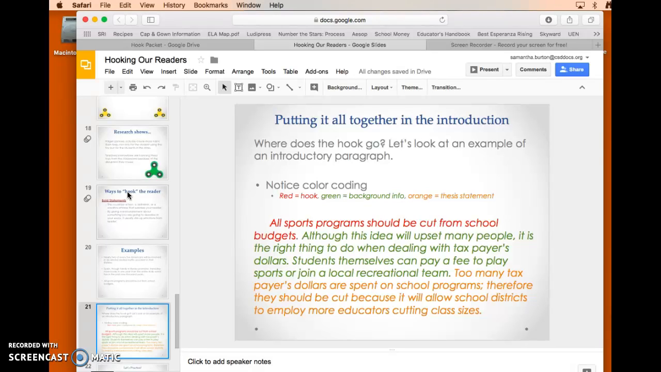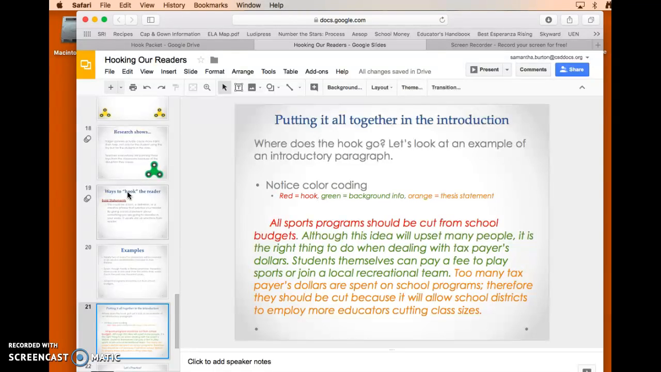Now, let's put it all together in an introduction. We're not going into a whole lot of depth into this today, but I want to kind of show you the direction we're going into. Where does the hook go? Let's look at an example of an introductory paragraph that kind of shows you. Notice my color coding. The red is the hook, the green is background information, what we're going to talk about tomorrow, and the orange is a thesis statement, something that you guys already know.